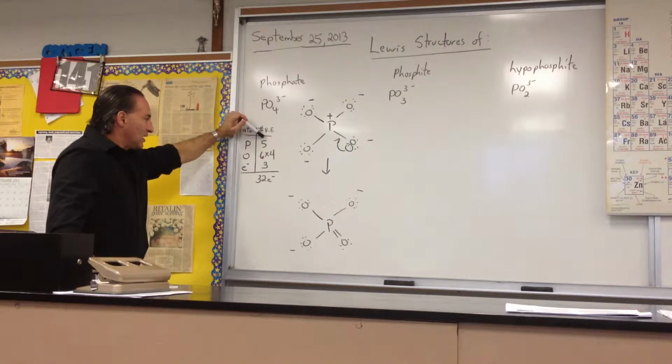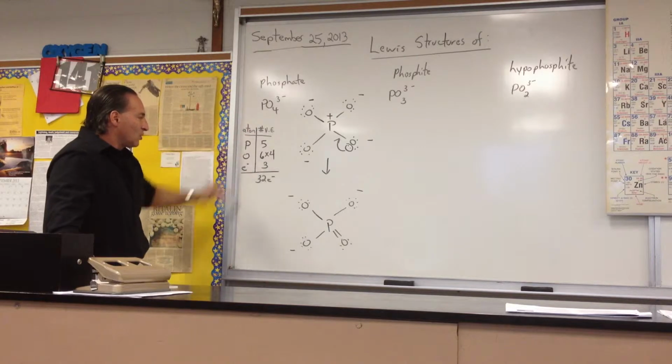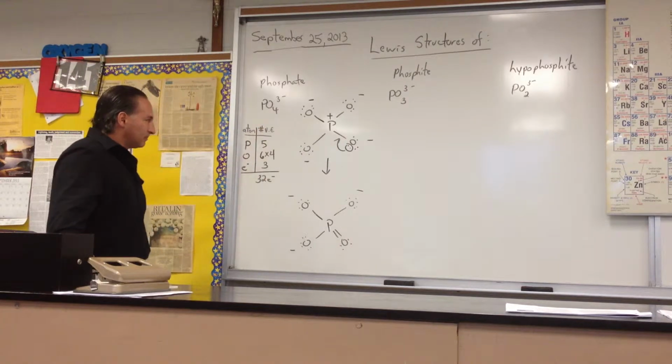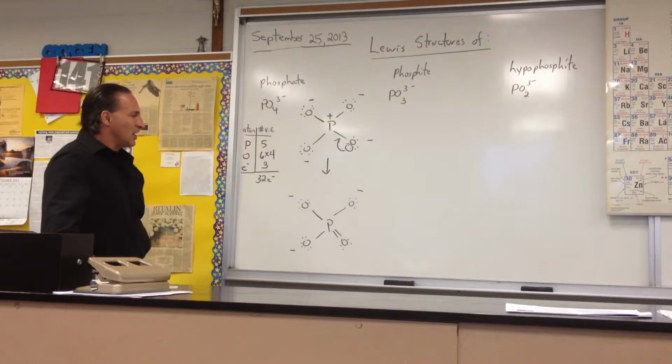Phosphorus is a group 15 element, so it has 5 valence electrons. Oxygen is a group 16 element, so it has 6 valence electrons, and there are 4 of them in phosphate. So the total number of electrons is 32 for phosphate. We're going to start by writing the central atom as phosphorus. We're going to bond each oxygen atom.